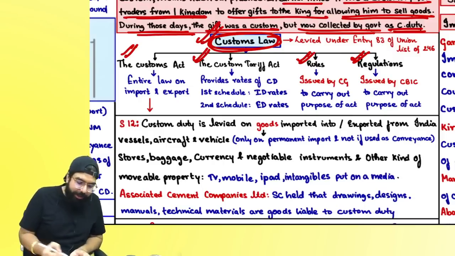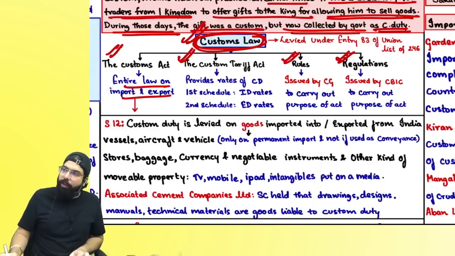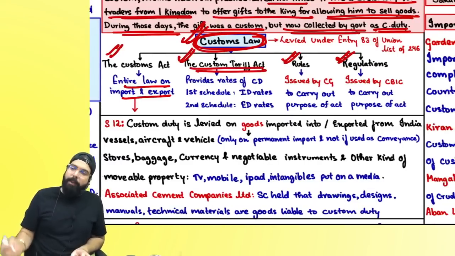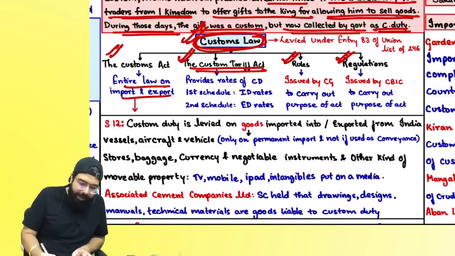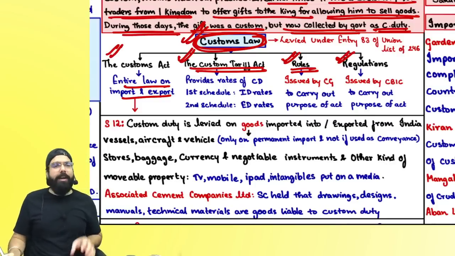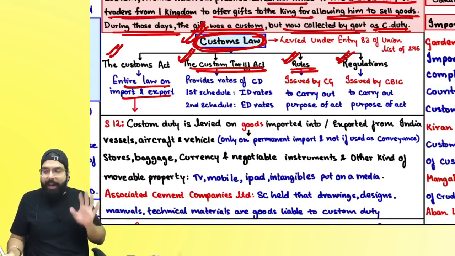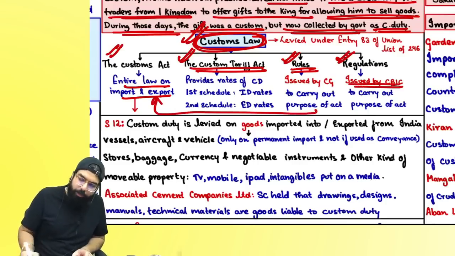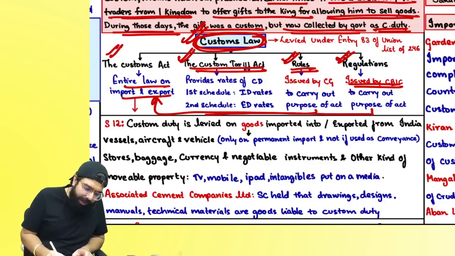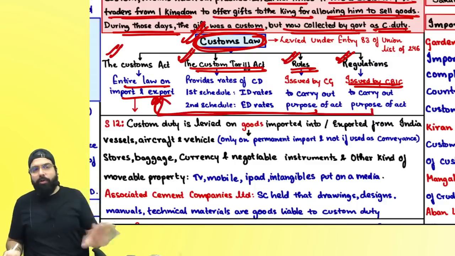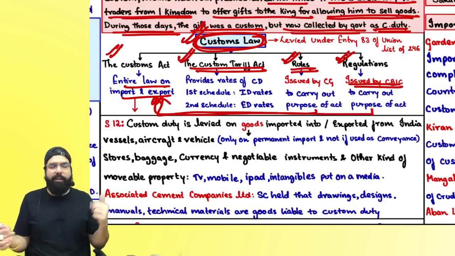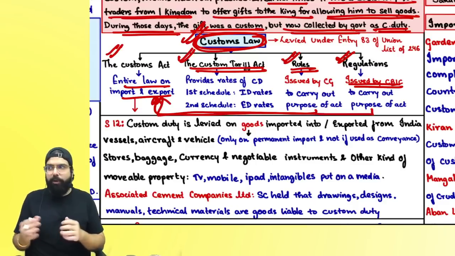Custom Act gives you the entire law relating to import and export. Custom Tariff Act provides you the import duty rate and the export duty rate. The rules are issued by the central government, and the rules are to carry out the purpose of the act, and regulations which are issued by CBIC are also to carry out the purpose of the act. Also remember, Custom Tariff Act has 2 schedules. First schedule gives you import duty, second schedule gives you export duty rate.